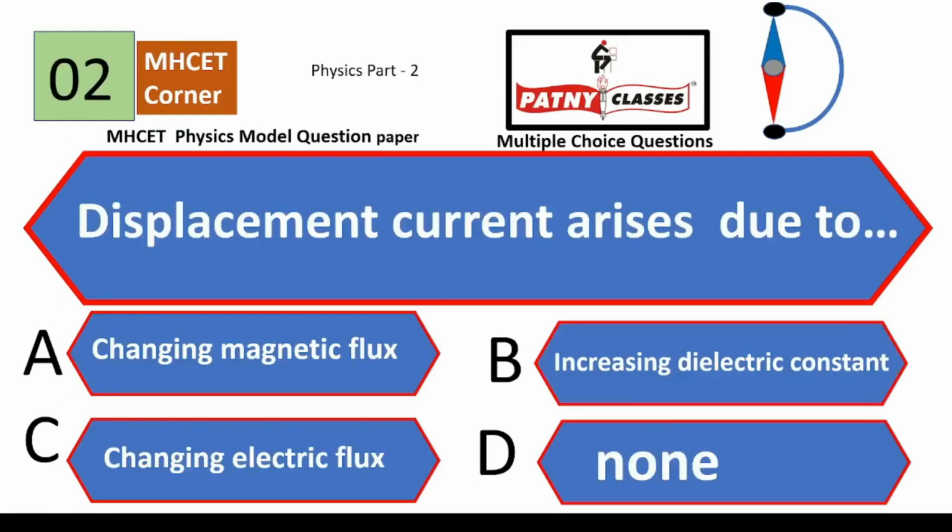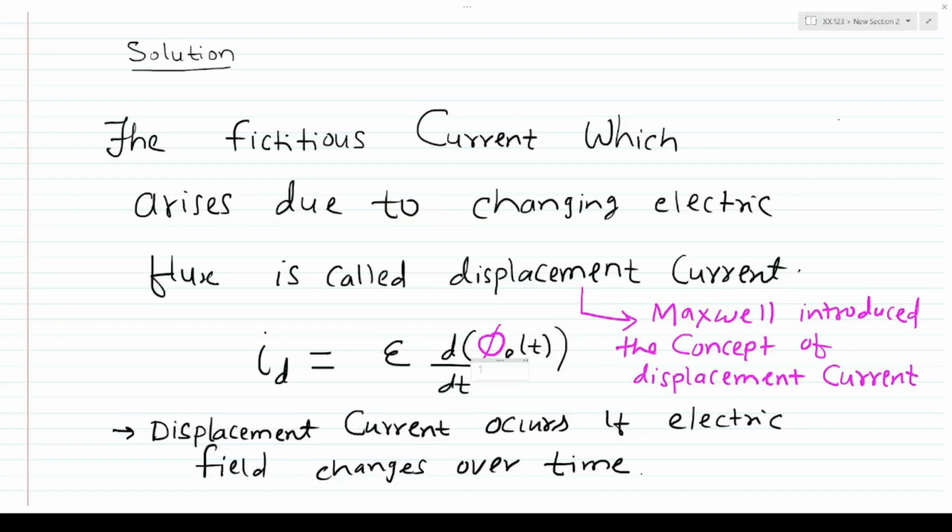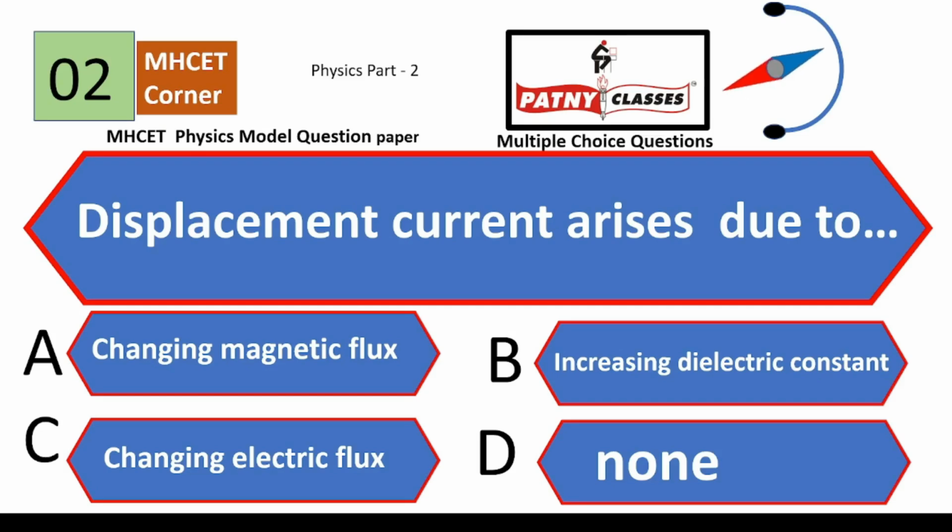Question number 2. Displacement current arises due to: option A, changing magnetic flux; option B, increasing dielectric constant; option C, changing electric flux; option D, none. Here is the solution. The fictitious current which arises due to changing electric flux is called displacement current. The concept of displacement current was introduced by Maxwell. Displacement current occurs if the electric field changes over time. Therefore, option C is correct.